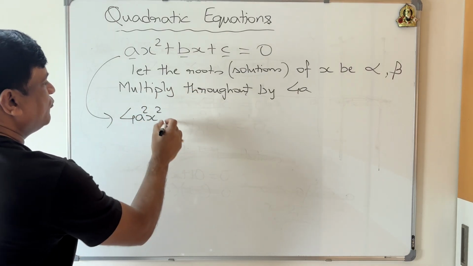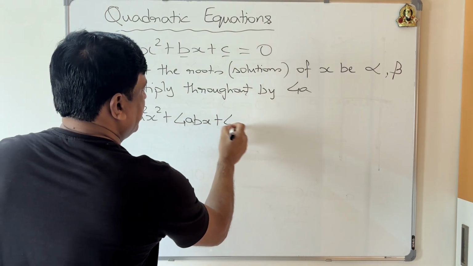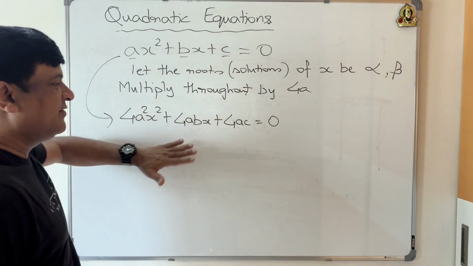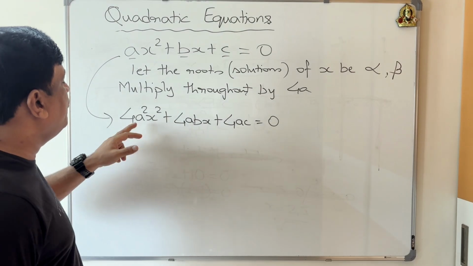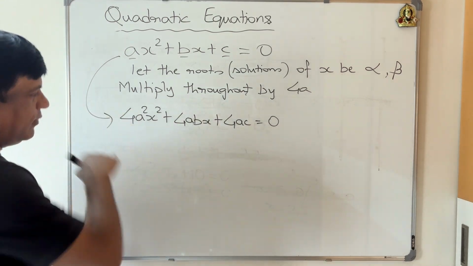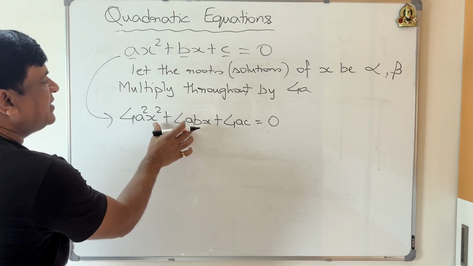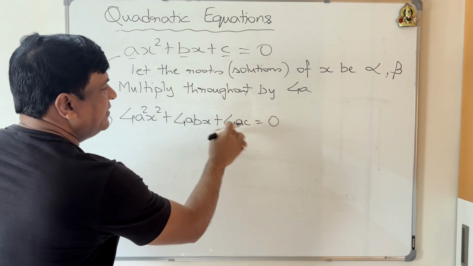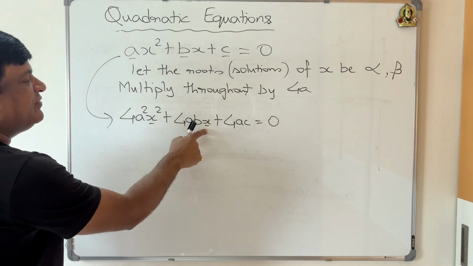So what are you getting? 4a square x square plus 4abx plus 4ac. Have some patience so that you can understand why I'm doing that. I'm trying to find the value of x in terms of a, b, c. So now I'm going to use these two terms and convert them into a whole square. And this is a constant; there is no variable here, while in these two terms you have the variable.